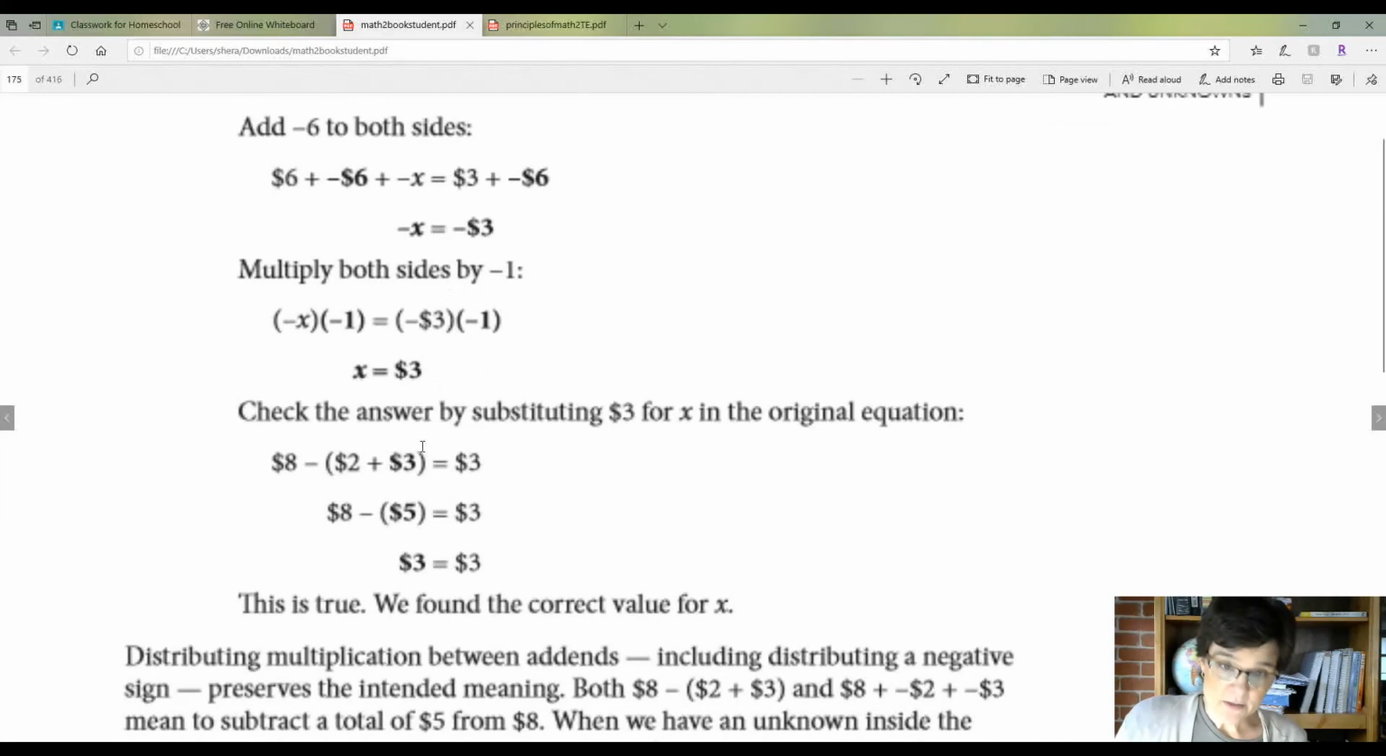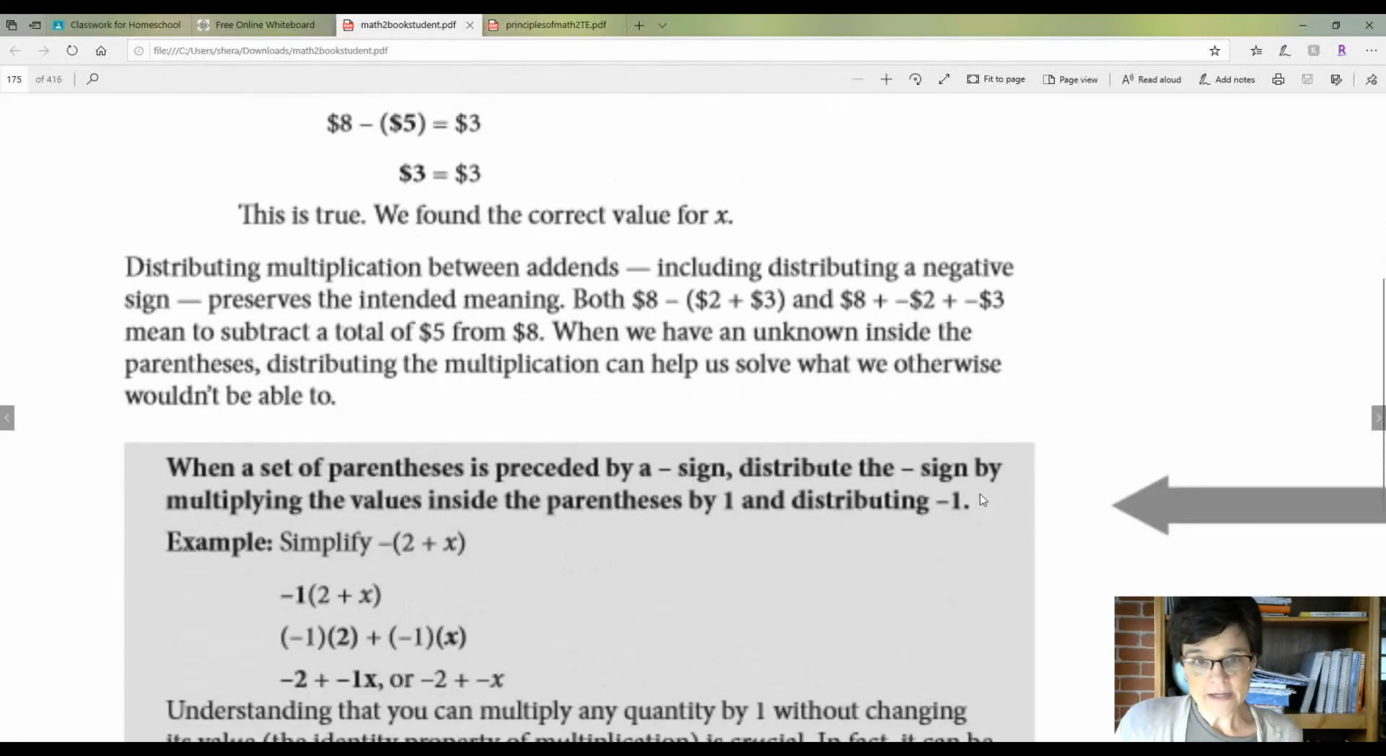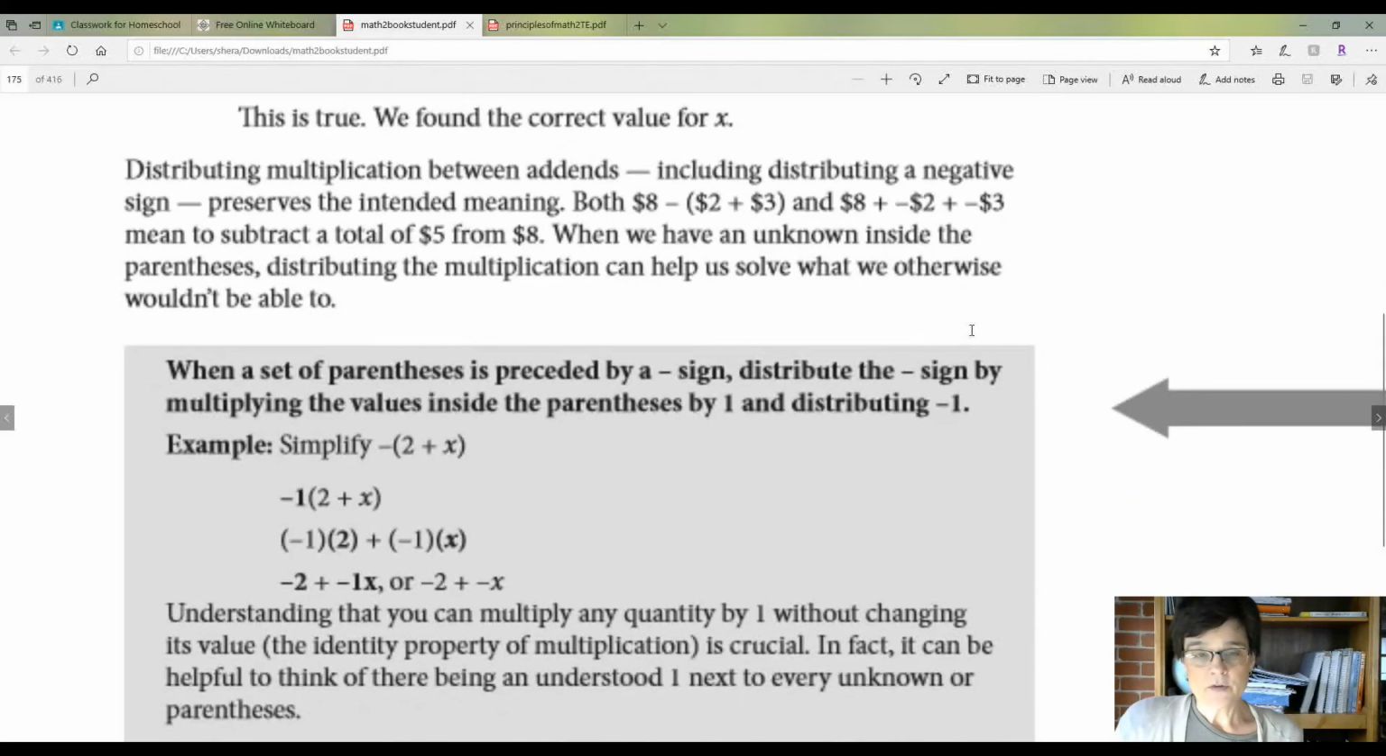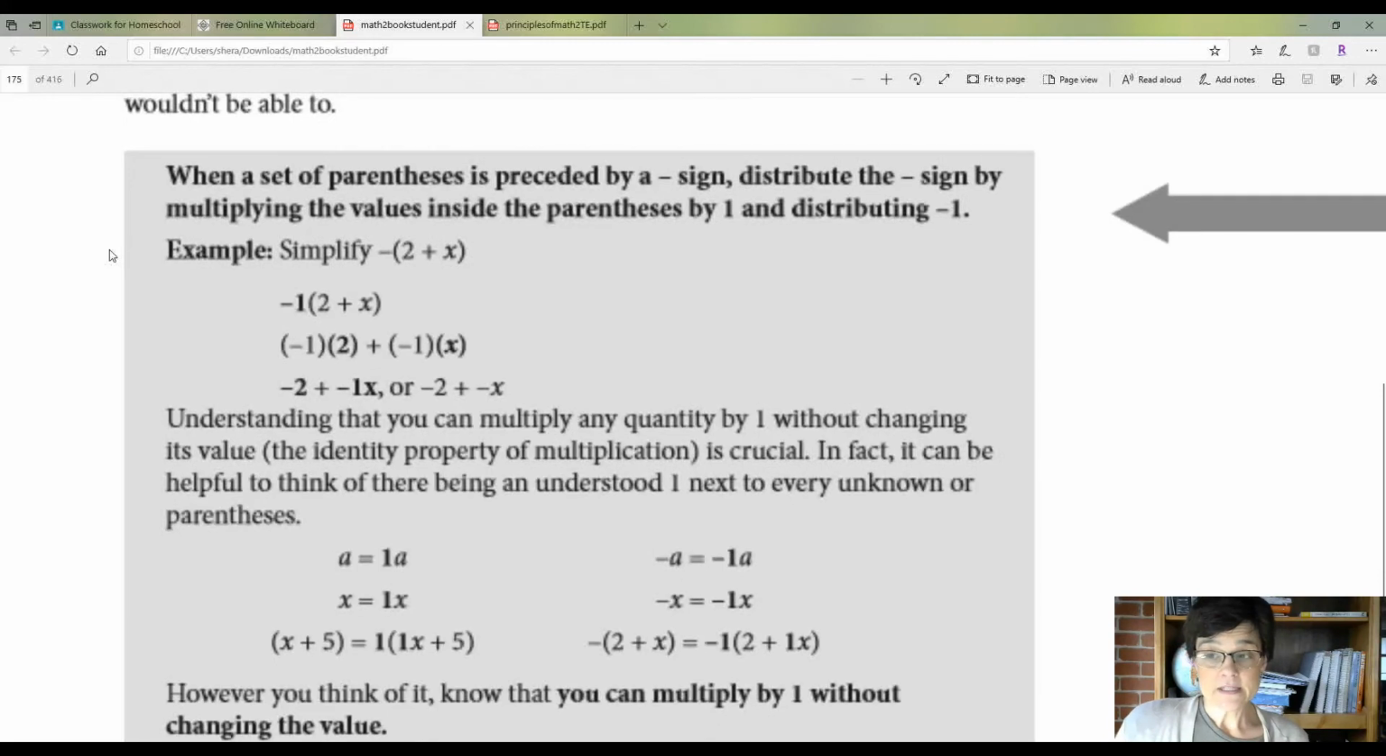This is just finishing the problem. I'm not going to go through it. I think you know how to do this by now. Now, distributing multiplication between add-ins, including distributing a negative sign, preserves the intended meaning. Both expressions mean to subtract a total of $5 from 8. When we have an unknown inside the parentheses, distributing the multiplication can help us solve what we otherwise wouldn't be able to do.